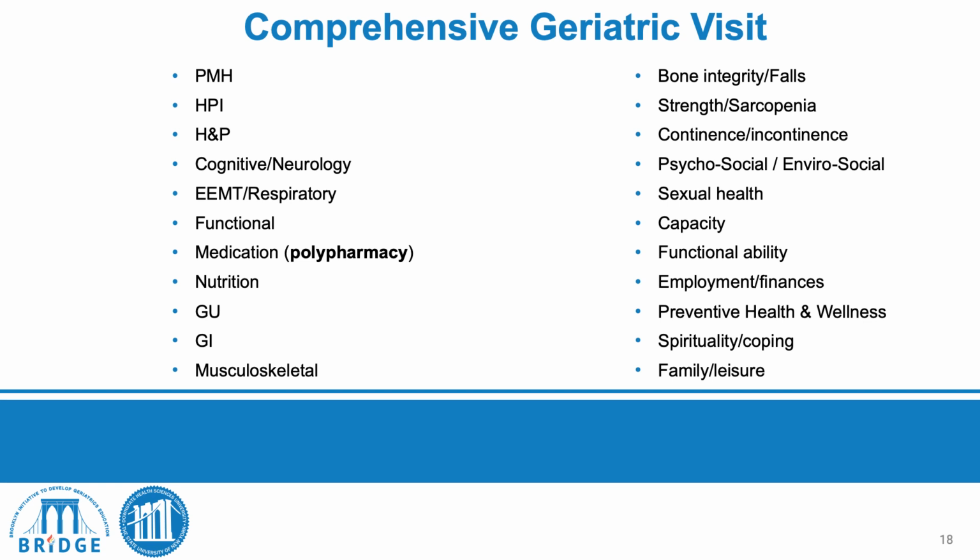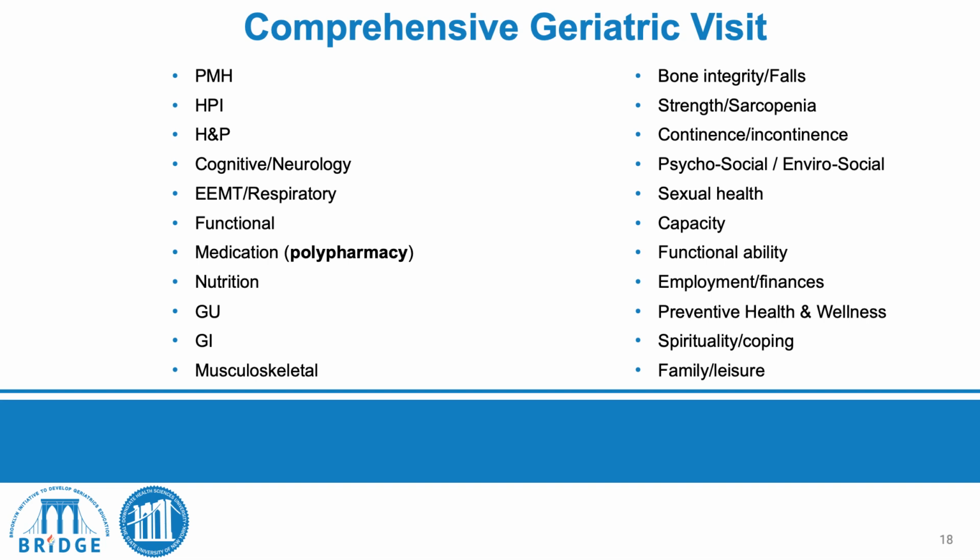Nutrition, gastrointestinal, genitourinary, musculoskeletal, balance, most important, gait, fall risk assessment and prevention, teaching for prevention, bone integrity or risk for osteoporosis, strength assessment or sarcopenia, incontinence assessment, urine and fecal, so bowel and bladder, psychosocial, environmental, and social assessment. And again, most importantly, their functional status.